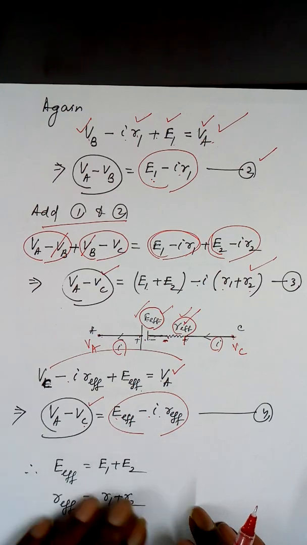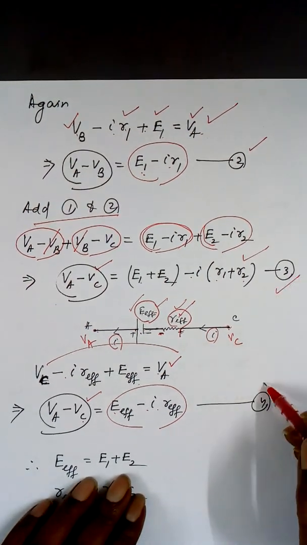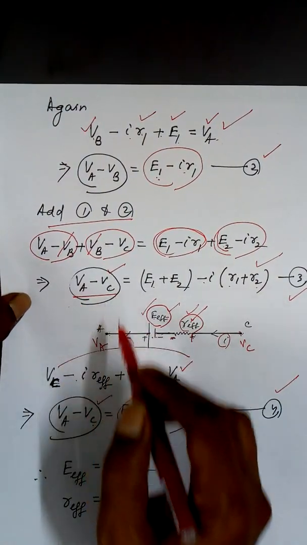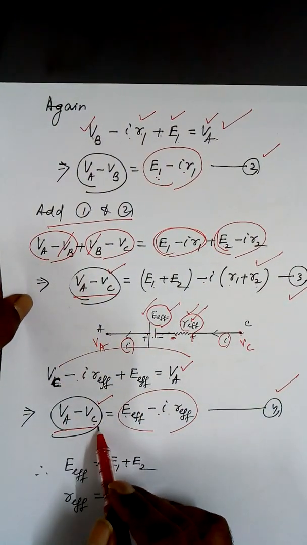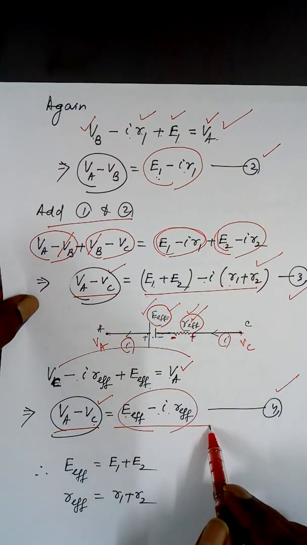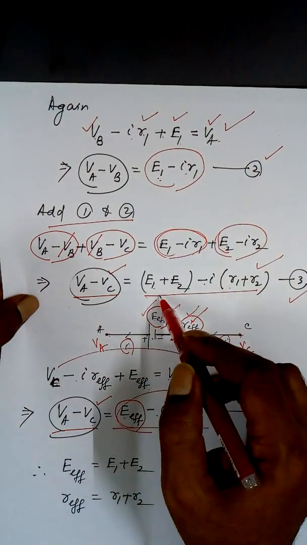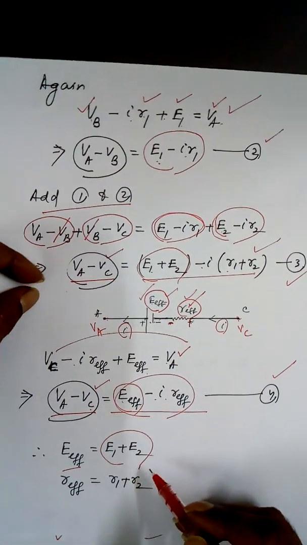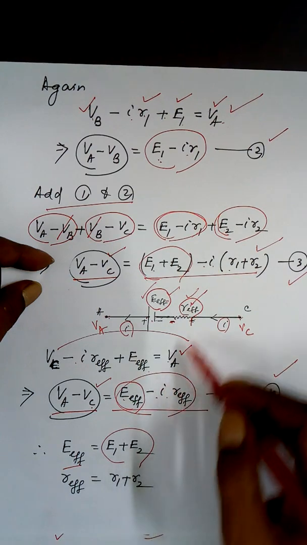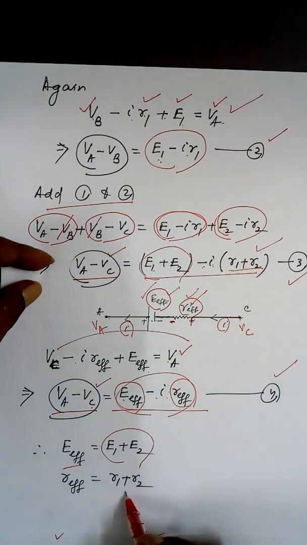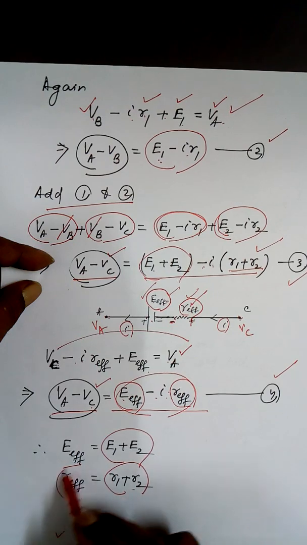Now compare these two, compare 3 and 4. Same thing, VA minus VC, left sides are equal. So the right sides will be equal. So for E effective, I can write E1 plus E2, and comparing the I terms, R effective is equal to R1 plus R2.